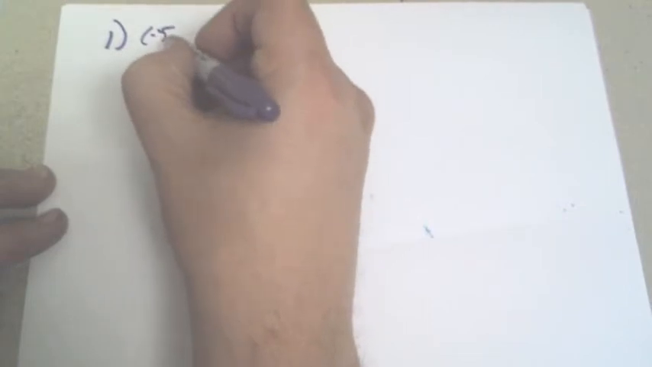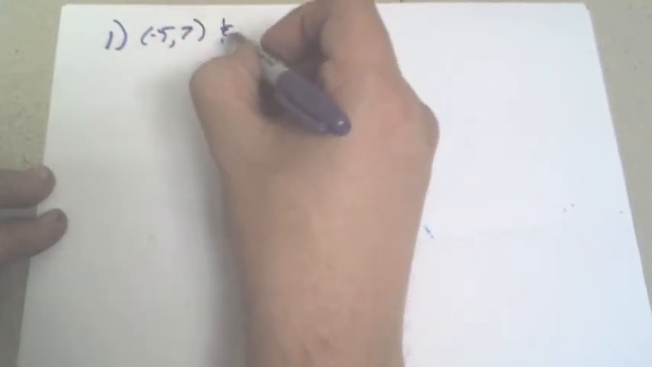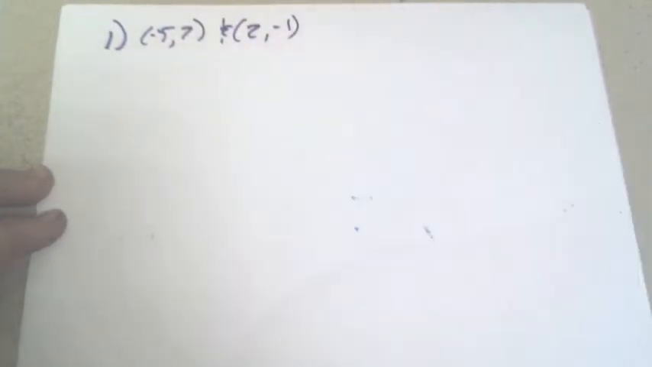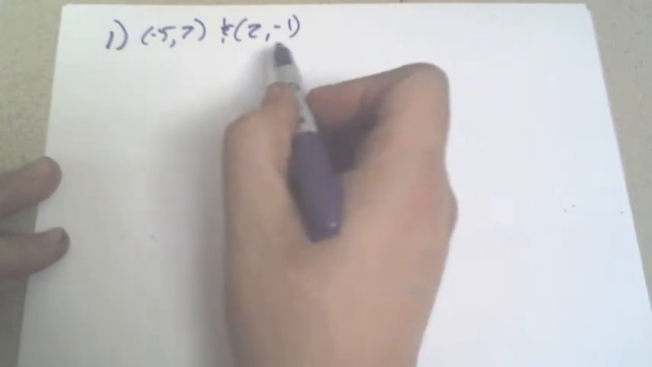Number 1 on the 1, 2, 3 review says build the equation of a line in slope-intercept form passing through (-5, 7) and (2, -1). This is your classic line skill. You have to know how to make a line passing through 2 points. It's not going to go away. It's going to be an important part of everything else we do.